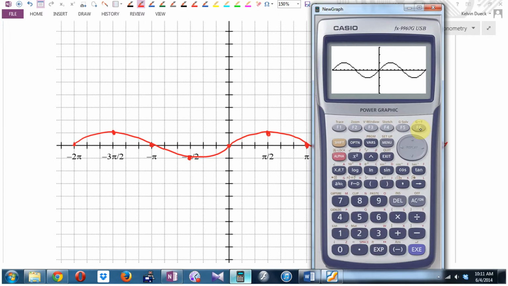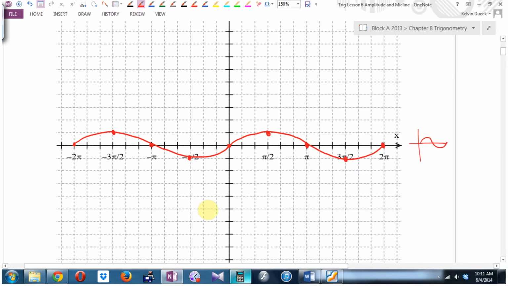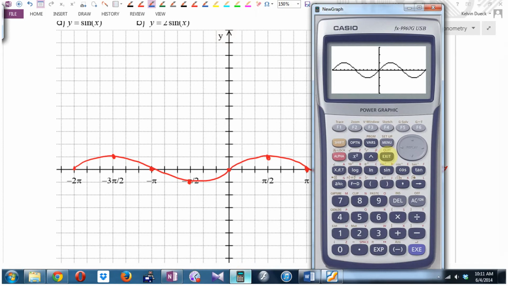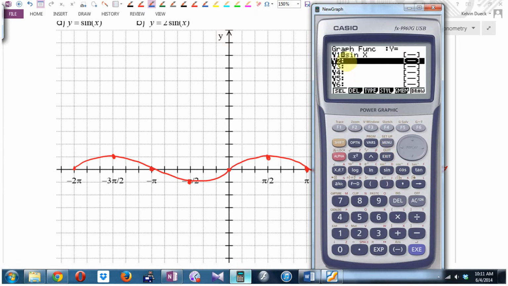What's the amplitude of this graph? How high does it go? 1 high. How low does it go? Negative 1. So what's its amplitude? 1. The second graph that I want you to graph, and I'll do it in blue, is 2 sine x. So if you go to your graphing calculator, press exit to get back to the graph menu, and where it says y2, let's graph 2 sine x. And then hit draw.